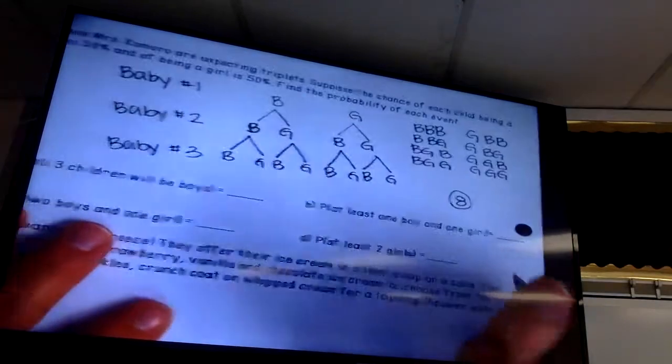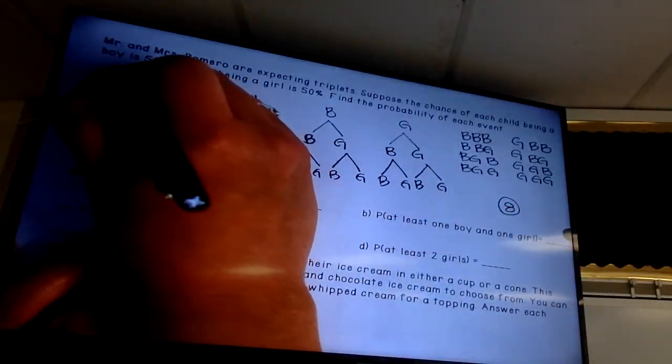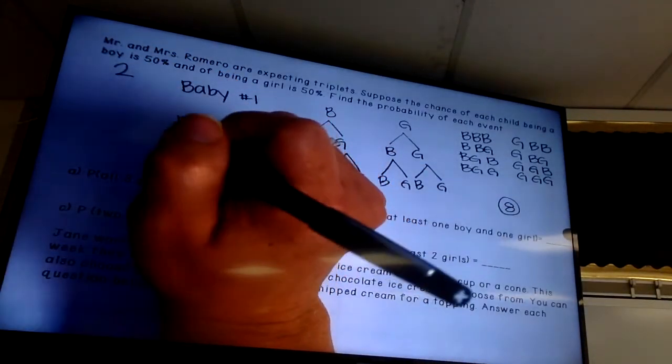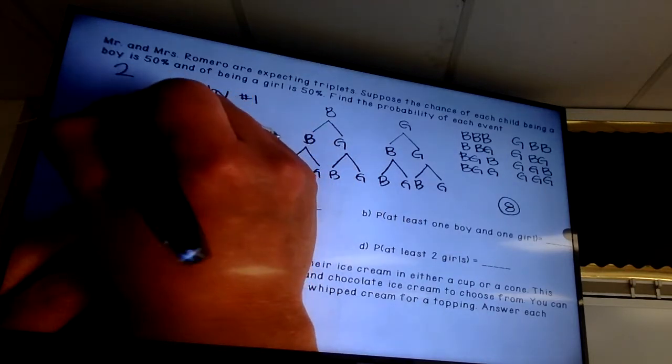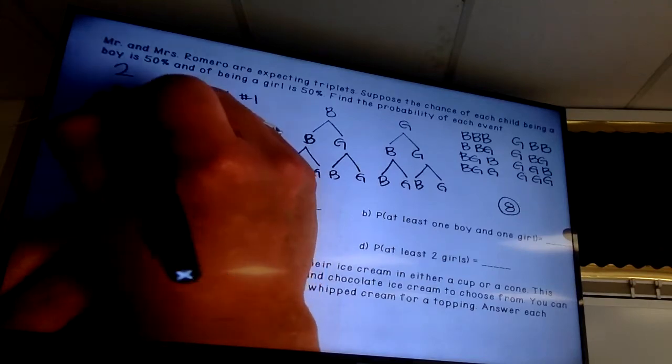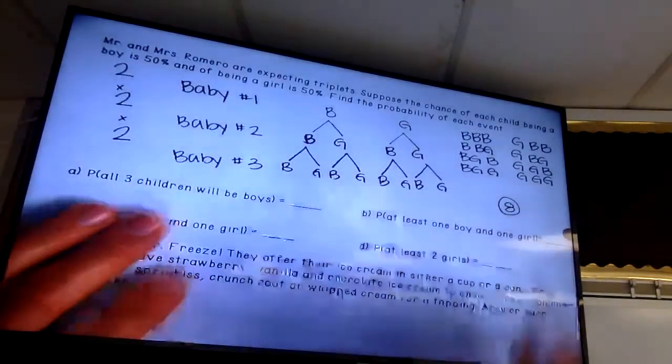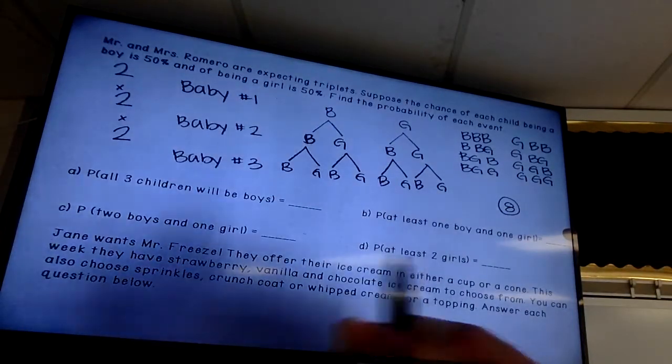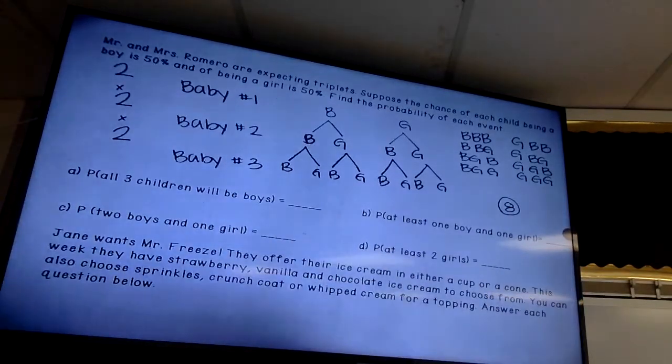So if I count them, there's 8, or I could have said, baby number 1 had 2 options, a boy or a girl. Baby number 2 could have been either a boy or a girl. Baby number 3 could have been a boy or a girl, and if I multiply them together, again, I get 8. So I know the denominator for all my probabilities is going to be 8.